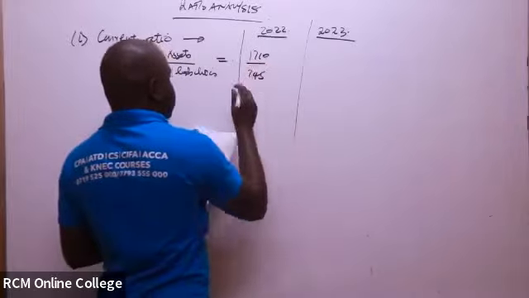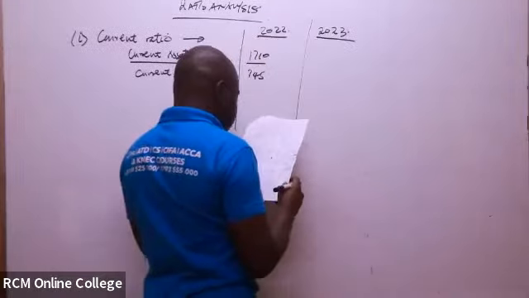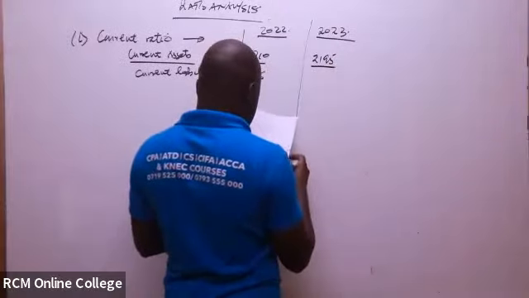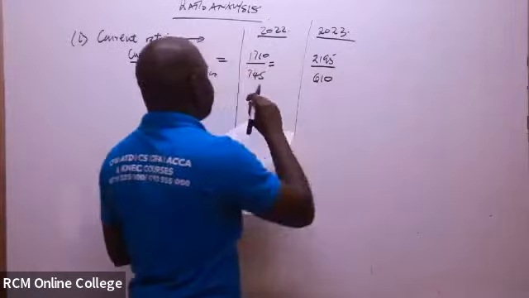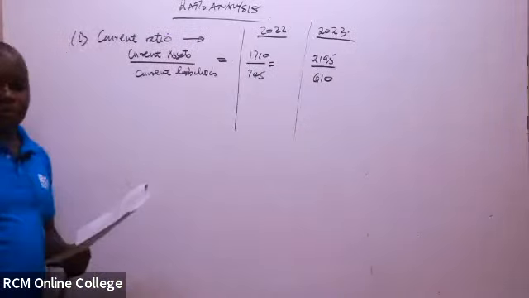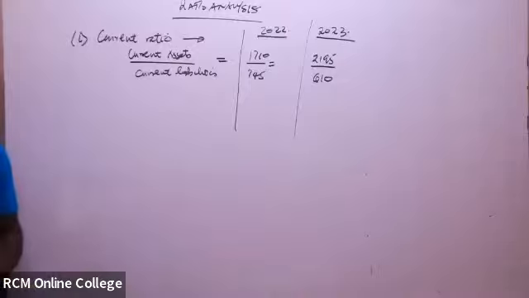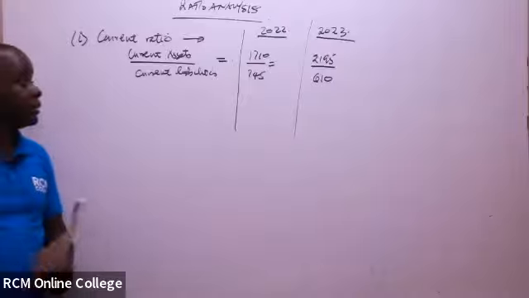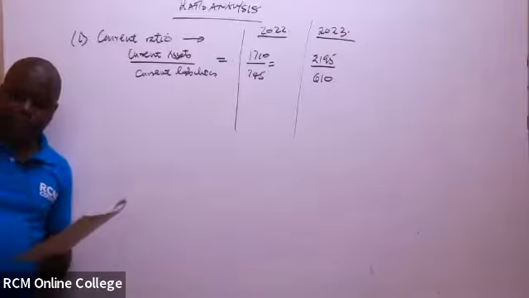Then in the same case, we take the figures for 2023. It will be 2195 over 610. So when you divide this, what do you get? 1710 over 745, and 2195 over 610.